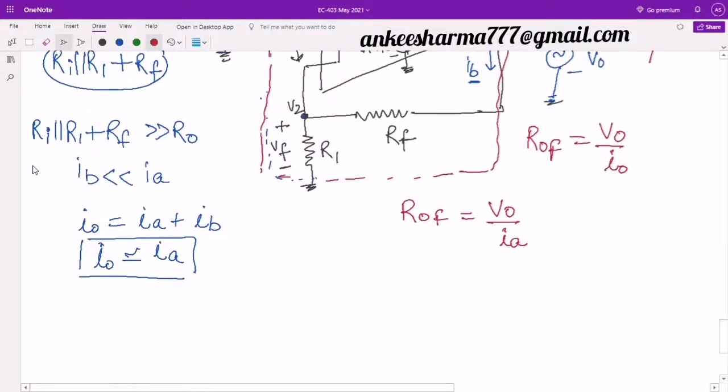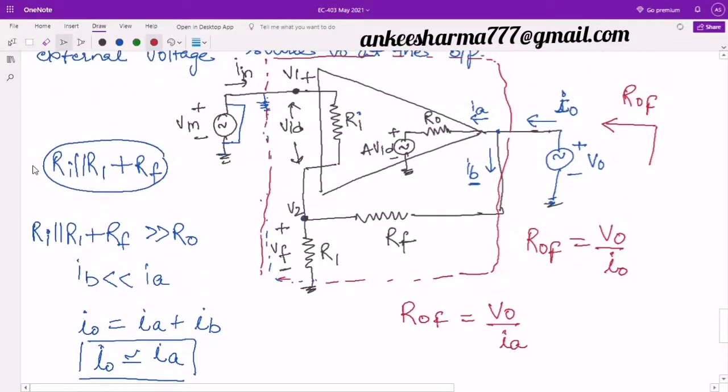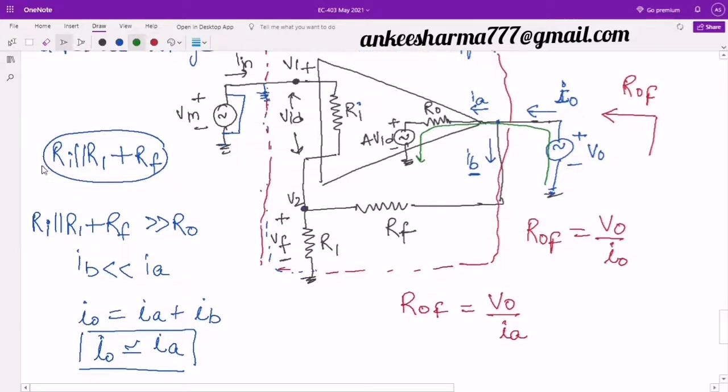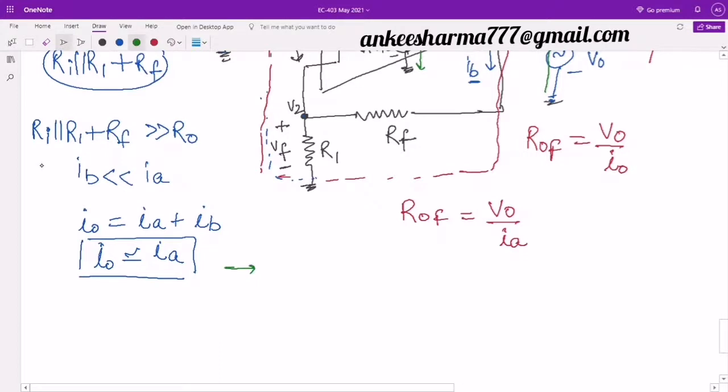This is the second part. Now I am going to apply the KVL. Where? In this path, in this route. Look here. I will start from V naught, go through R naught, then through A times VID, and go back to the ground. So I will apply the KVL at the output loop.